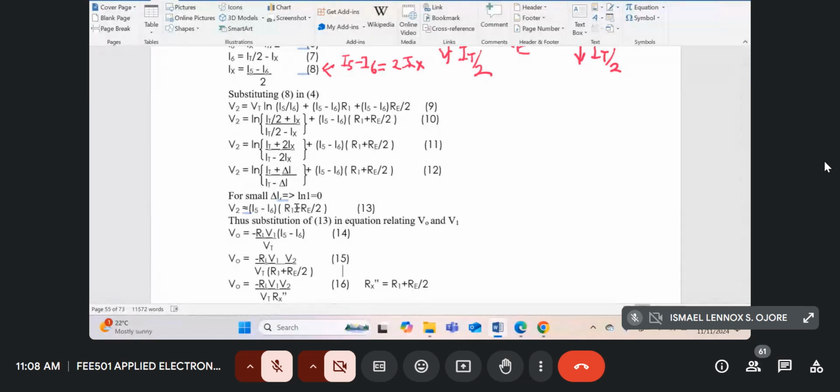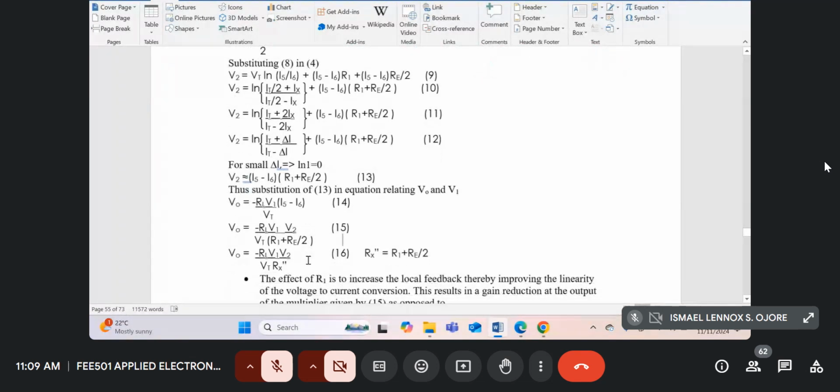So once again, equation 14 was our original output as a function of V1 and I5 and I6, or our earlier differential amplifier, but now I5 and I6 are related to V2 as per equation 13. So from equation 13, we can write I5 minus I6 is just equal to V2 divided by R1 plus RE over 2. So if I substitute this result, I'll get equation 15.